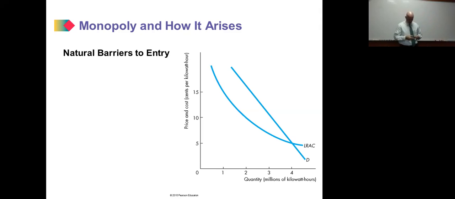What's this graph showing us? Definitely see a market demand curve. That's what we see when the D. We see a long run average cost curve sloping downward. What do you observe about the long run average cost curve?